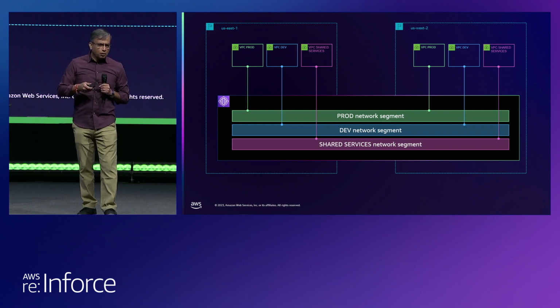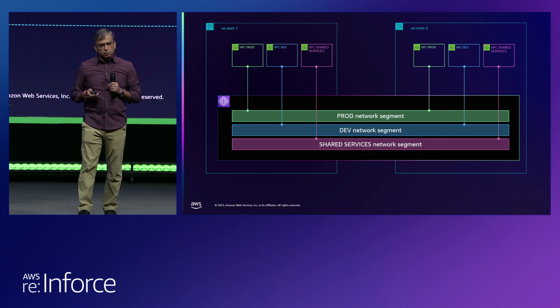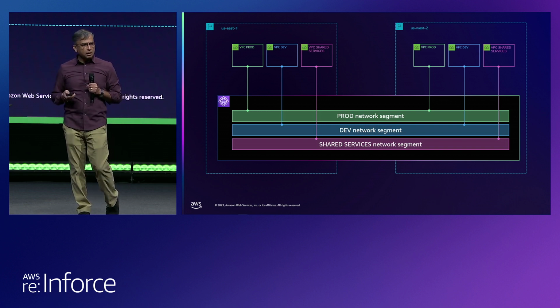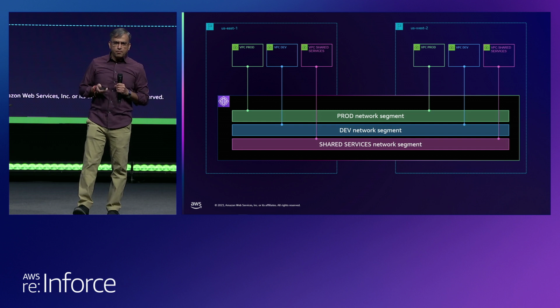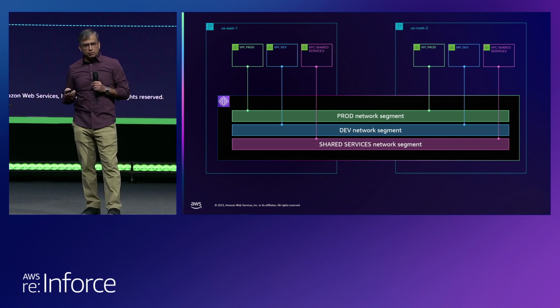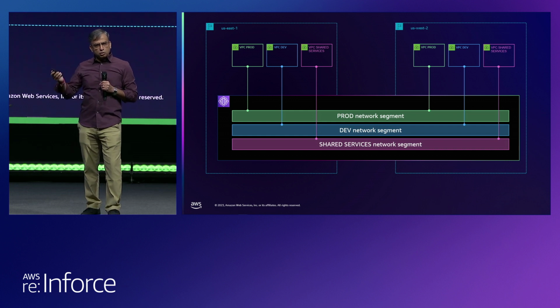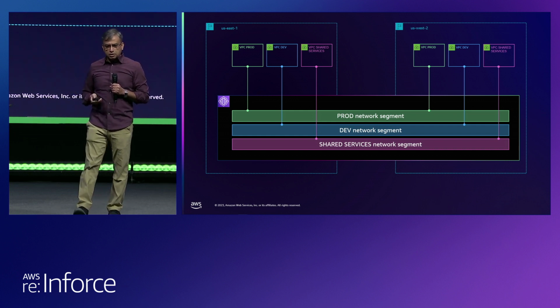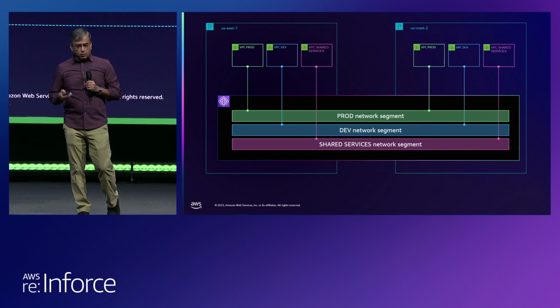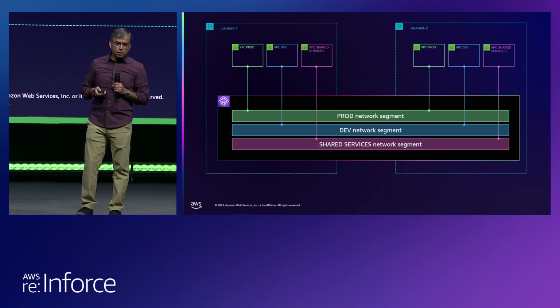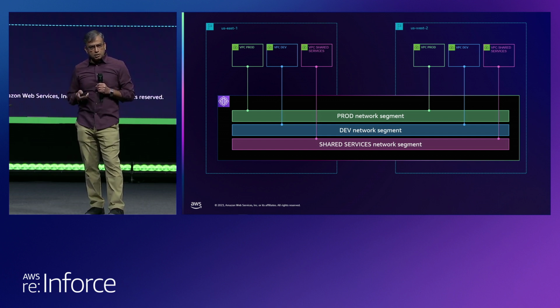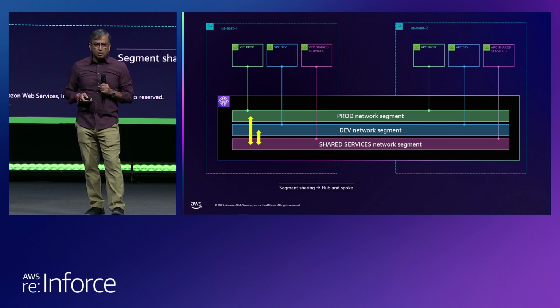So by default, all the segments are isolated. What I mean by that is attachments mapped to the same segments can communicate with each other. Meaning a prod VPC by default cannot talk to a dev VPC mapped to the development segment, and vice versa. So if you have a scenario where you want a shared service and you want resources from those segments to talk to each other, you go ahead and create what we call a segment sharing.